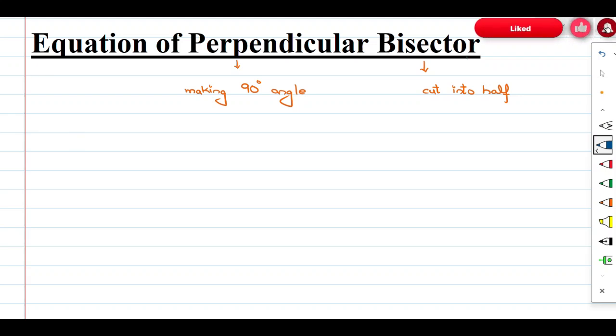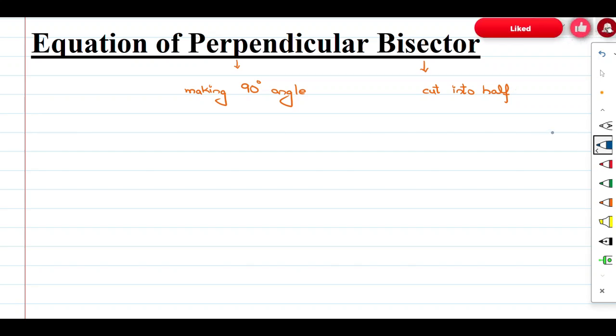Equation of perpendicular bisector. Okay. So perpendicular means making a 90-degree angle and bisector means cut into half. So there are three basic steps to figure out the equation of a perpendicular bisector of the given line, right? For example, I'm going to write down the steps one by one.